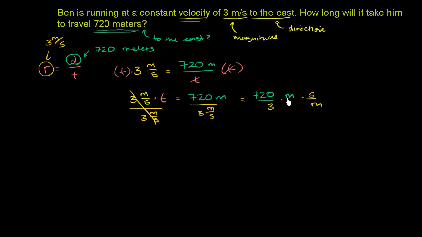And so what you're going to get here, the meters are going to cancel out. And you're going to get 720 divided by 3 seconds. So what is that? 720 divided by 3. 72 divided by 3 is 24. So this is going to be 240. This part right over here is going to be 240. And it's going to be 240 seconds. That's the only unit we're left with. And on the left-hand side, we just had the time. So the time is 240 seconds.